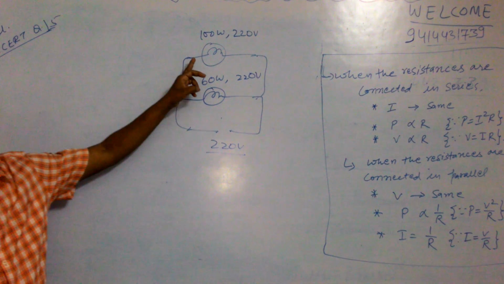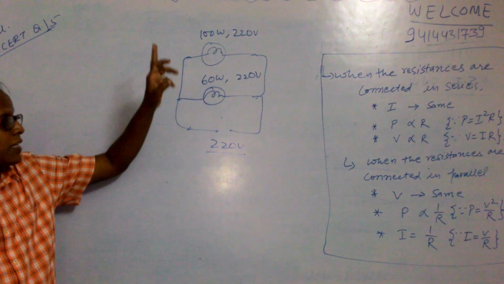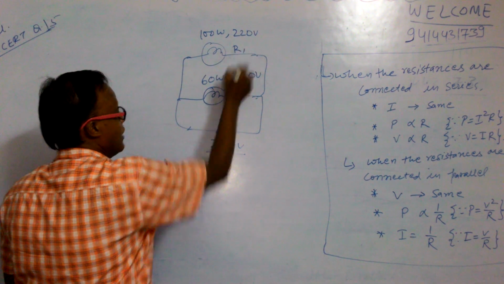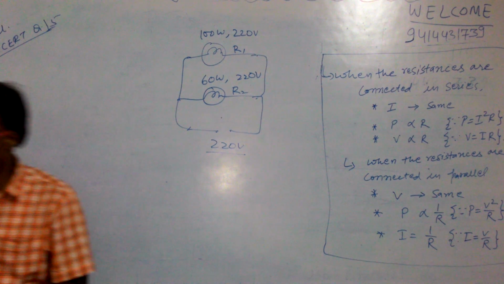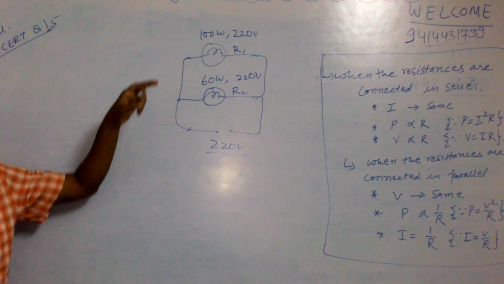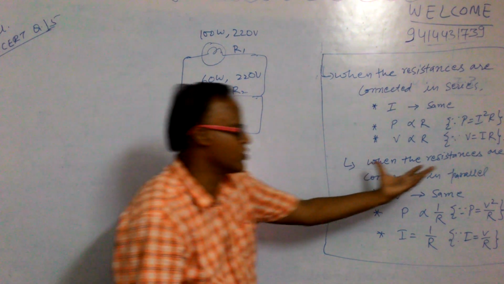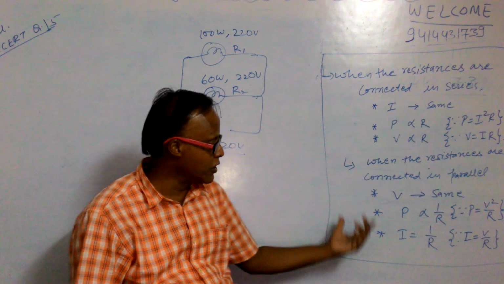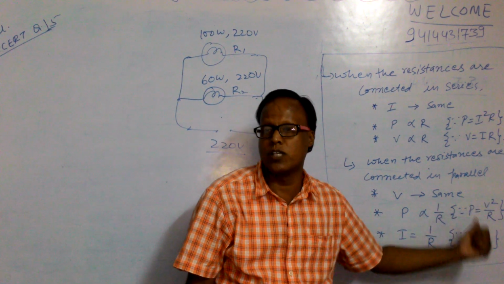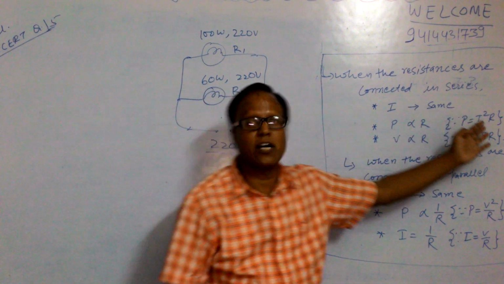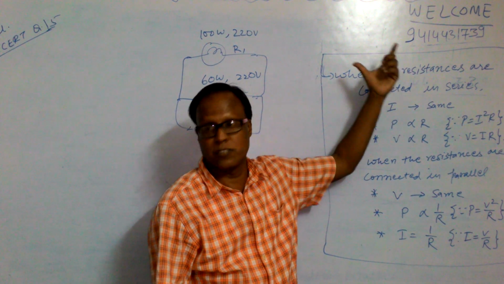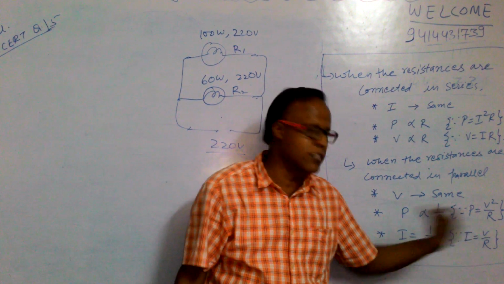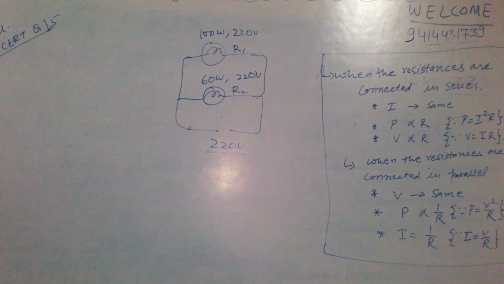First we have to calculate the resistance of bulb 1, then the resistance of bulb 2. Say these are R1 and R2. Both are connected in parallel, so the voltage is the same. We will use the formula P is equal to V square by R in place of I square R. When the current is the same, as in series, we use the other equation. In our situation, P is equal to V square by R.